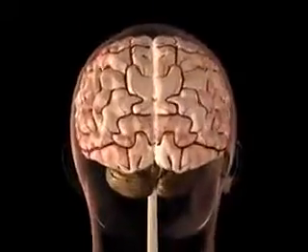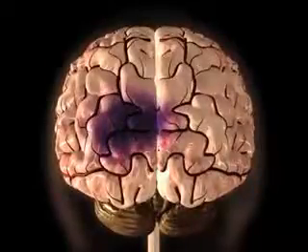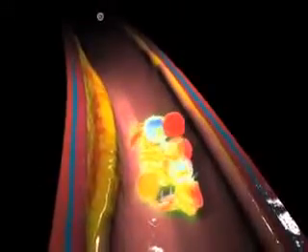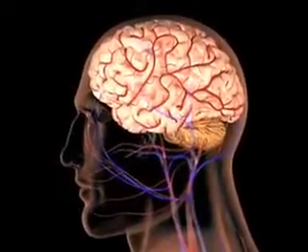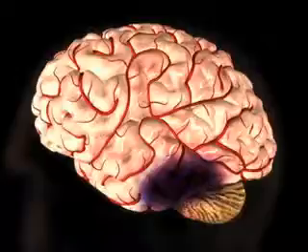When a blood clot that has formed in the brain blocks an artery, this type of stroke is called thrombotic. A clot formed elsewhere in the body can also dislodge, travel to the brain, and block an artery there. This type of stroke is called embolic.